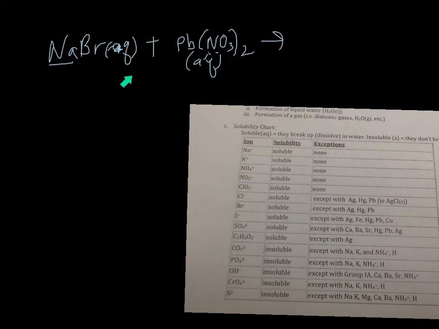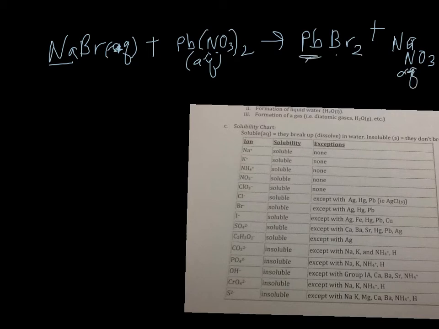The sodiums and the lead switch places, so I think I'll write the Pb and the Br first. Pb is a 2+, Br is a 1-, so I need 2 of those. And we could make NaNO3. I think we did this one, didn't we? NaNO3, it should be really written that way, and it's 1 to 1. And that one's aqueous because NaNO3 is always soluble.